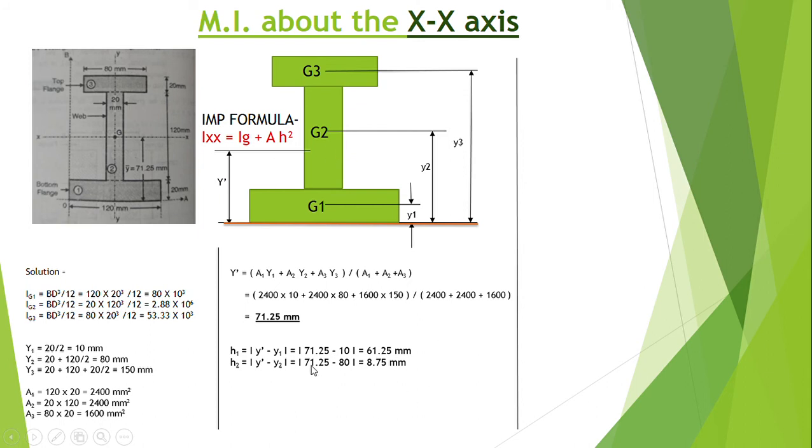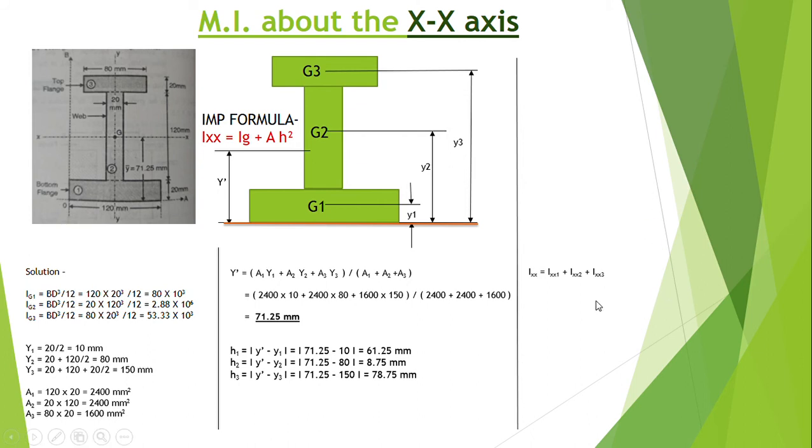Second, h2. h2 is nothing but the distance between this line and this line, that is y bar minus y2. It will be 71.25 minus 80. As it is an absolute value, the answer will be positive 8.75. Similarly, for the third one, h3, the distance between y bar and y3, this distance, it will be 71.25 minus 150. The answer will be 78.75, as it is taken as an absolute value, so the number will be positive.